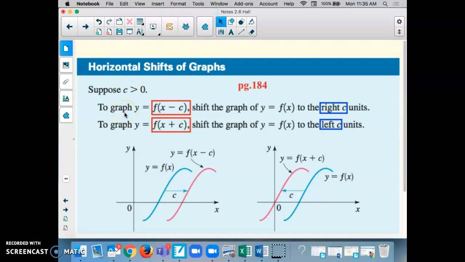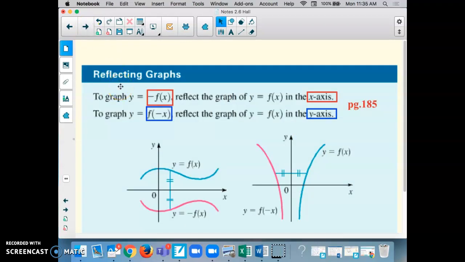But there's something that's unique about this. It's actually opposite. So if y equals f of x minus c, instead of it being shifted to the left like we think because of the minus, it's actually shifted to the right. And that has to do with the value of x that you plug in and what number you'd get to make this 0. To graph y equals f of x plus c, it would shift the graph left c units. Again, it's plus c, but it's opposite, to the left.